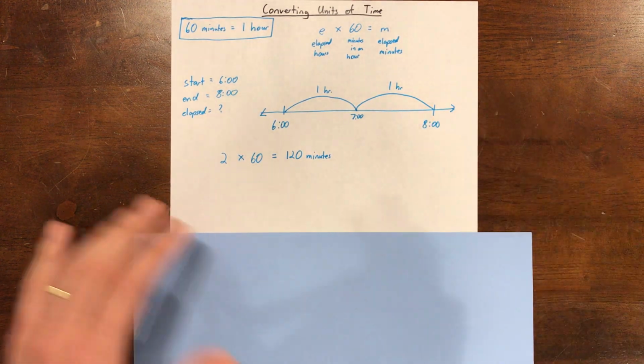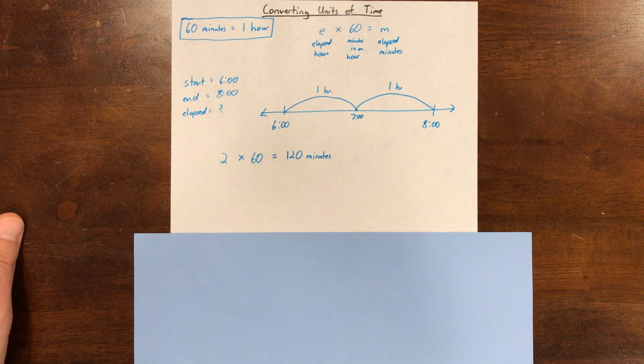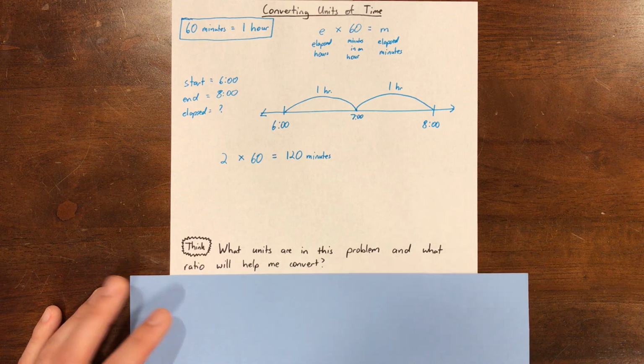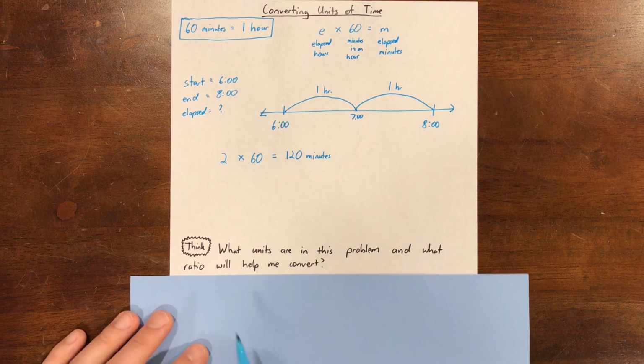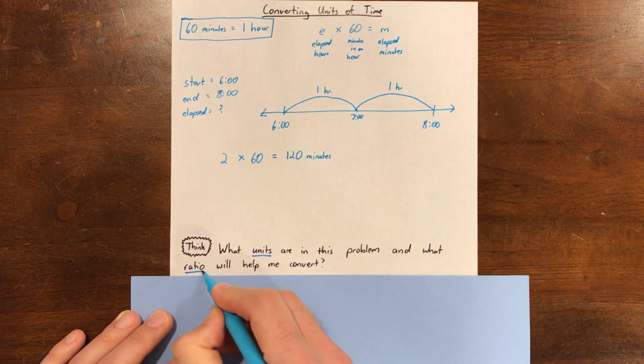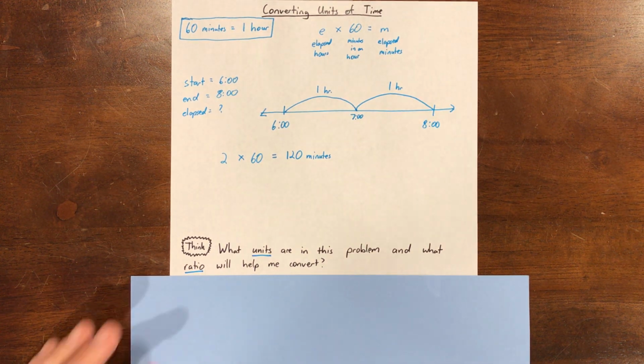Great. Okay, before we move on, what's a thinking question we could ask ourselves that would help us be successful with these problems today? Think again about units and ratios. What can we ask ourselves? Say it out loud. We could actually use the exact same thinking question as yesterday. What units are in this problem, and what ratio will help me to convert? Awesome.